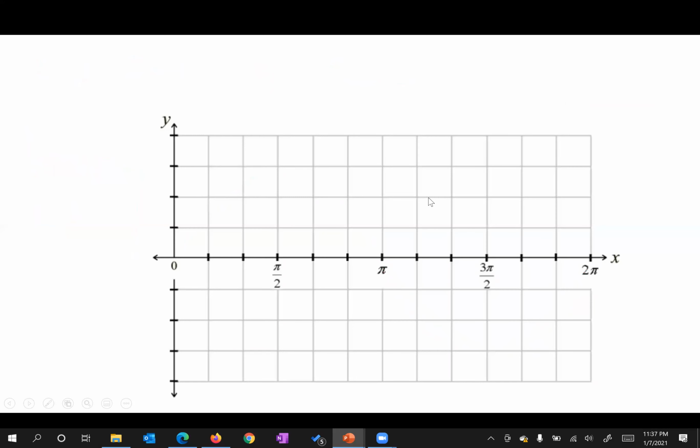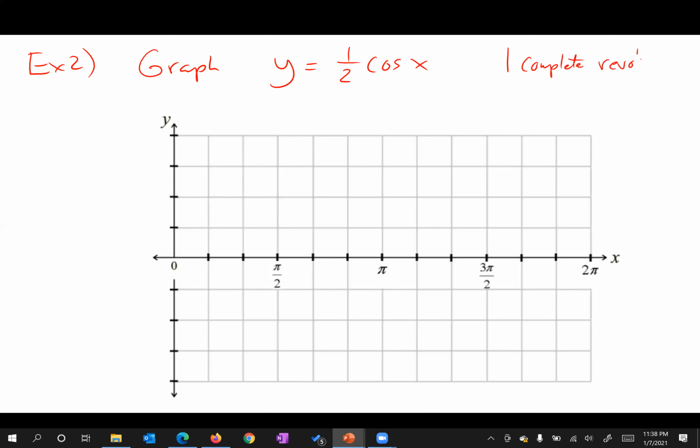Let's do example number 2. And we'll do it the regular way. We normally do this here. So exercise number 2, graph for me y is equal to 1/2 cosine x. So again, in your mind, as soon as I say cosine x, I can start putting this one right here in the homework. It does say graph 1 complete revolution.